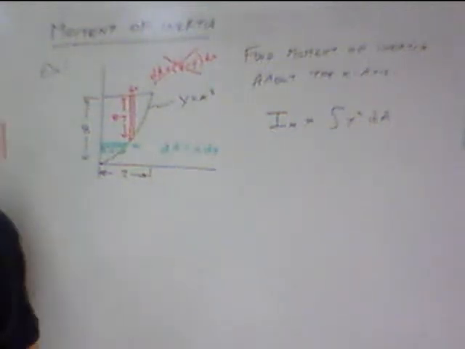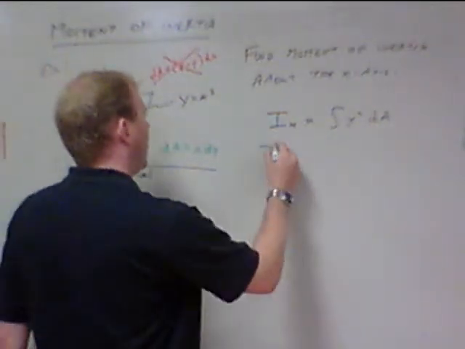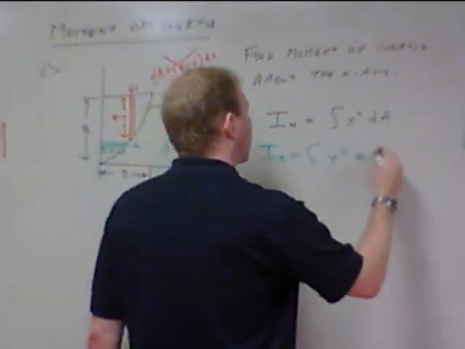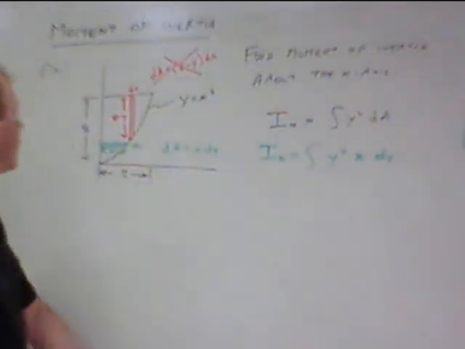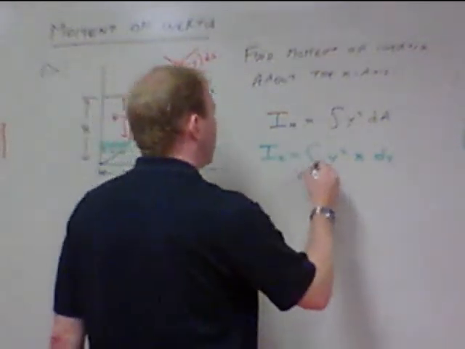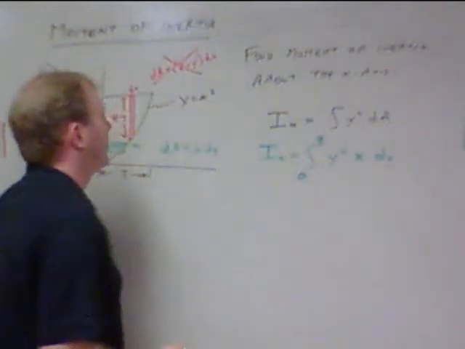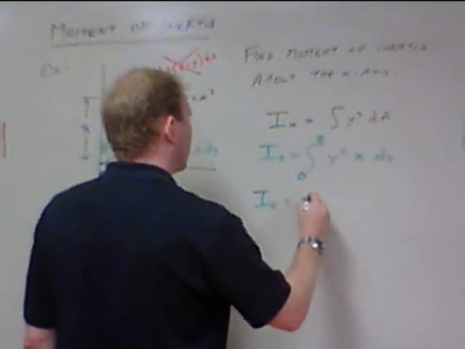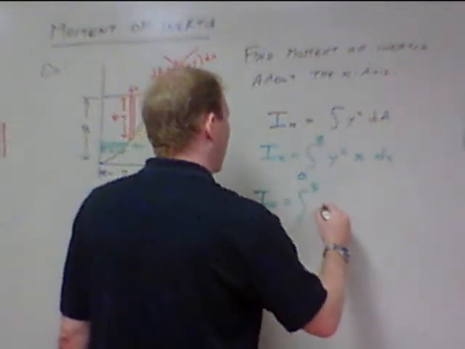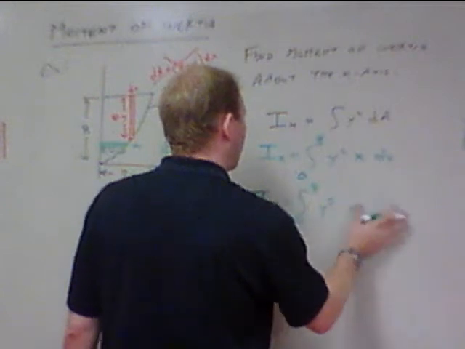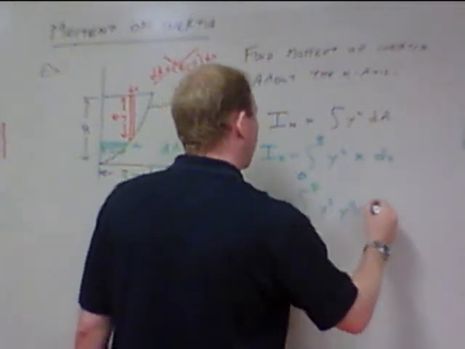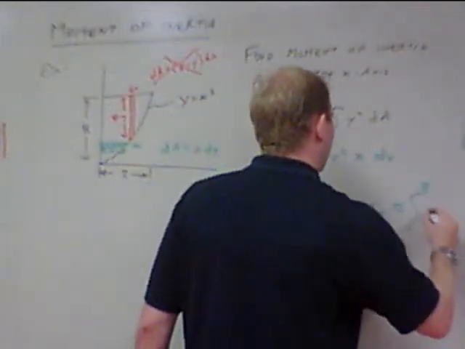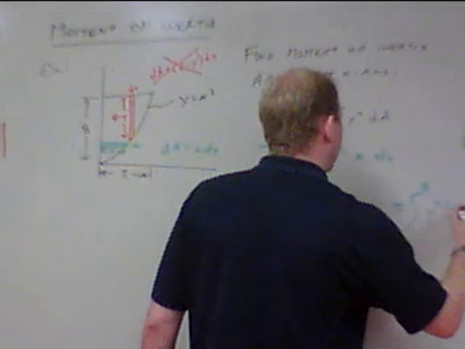So that means our dA just became x dy. So Ix equals the integral of y squared x dy. We're integrating over y, so we're going from 0 to 8. We need to substitute in for x. x is simply y to the 1/3. So Ix equals the integral from 0 to 8 of y squared times y to the 1/3 dy, which equals the integral from 0 to 8 of y to the 2 1/3 dy.